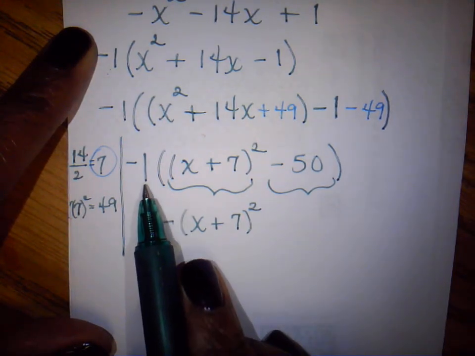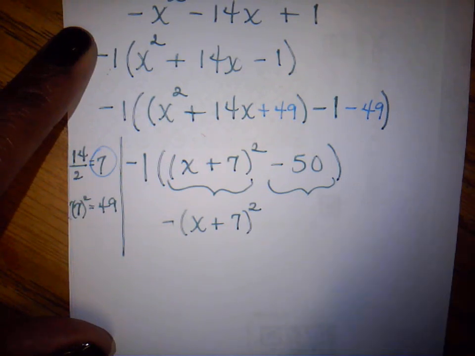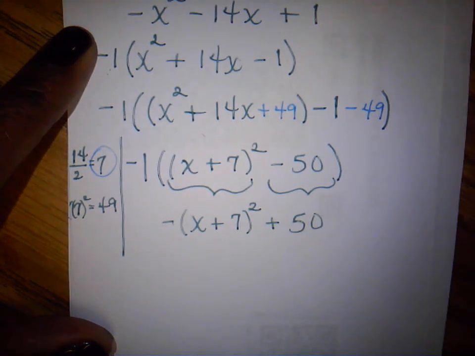And then you see this negative 1 again? I got to multiply by this negative 50. What do I get? Yeah, positive 50, right? So I'm just going to say plus 50. And boom, she's done.